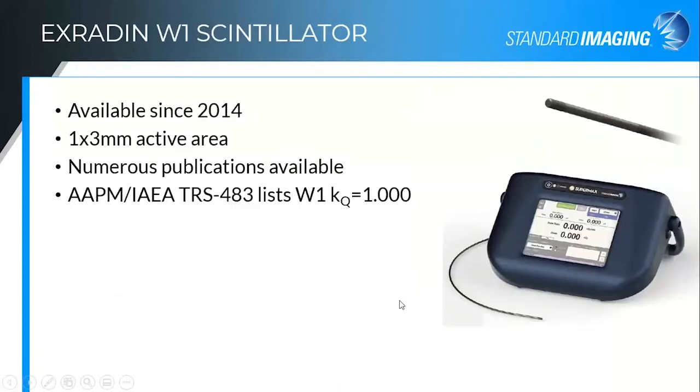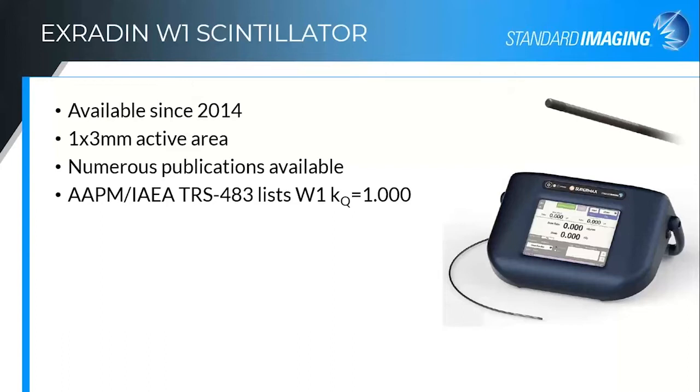So the Exradin W1 was our initial device. It's been available on the market since 2014. It has that 1 millimeter diameter, 3 millimeter long active area. It's got a lot of publications available just because it's been out for that long, and it was quite a novel detector at the time. Well, still is, but the W2 has surpassed it slightly.